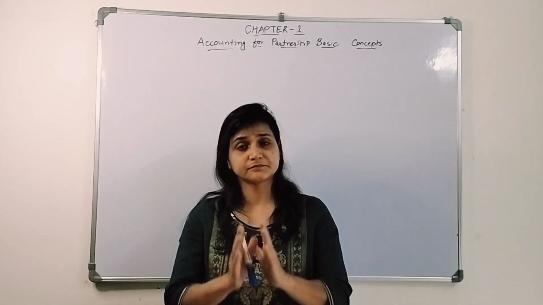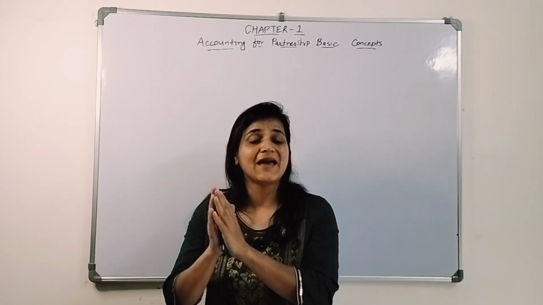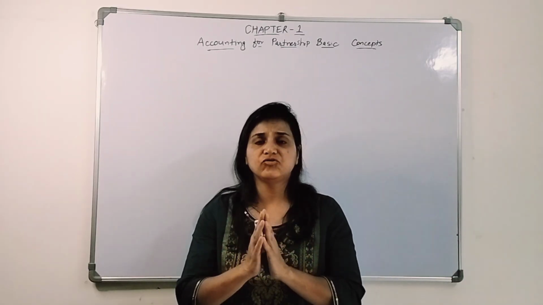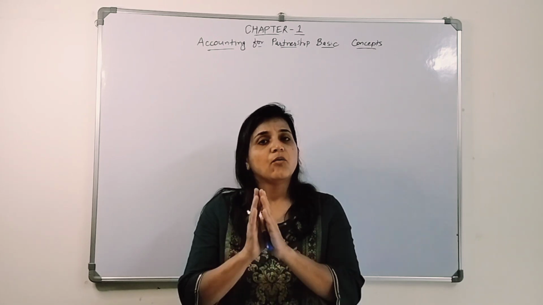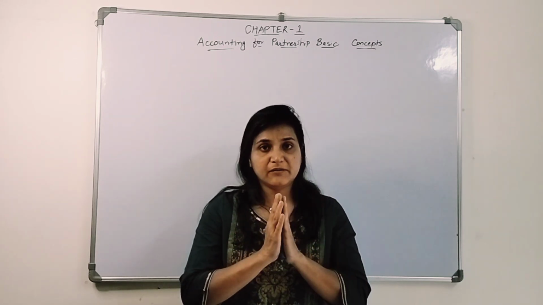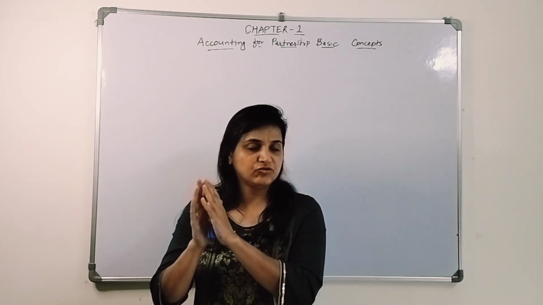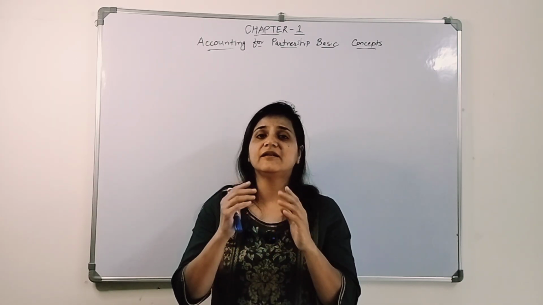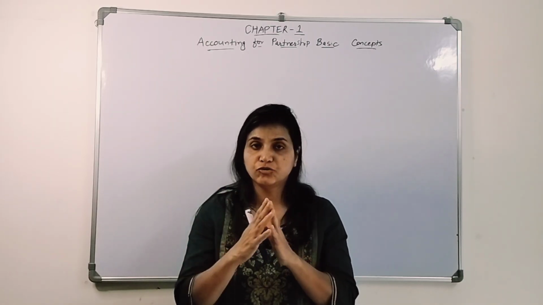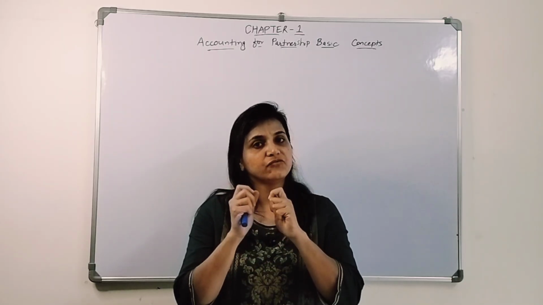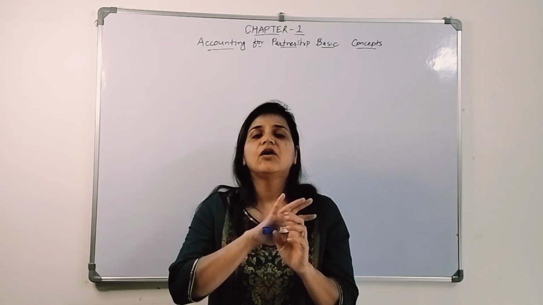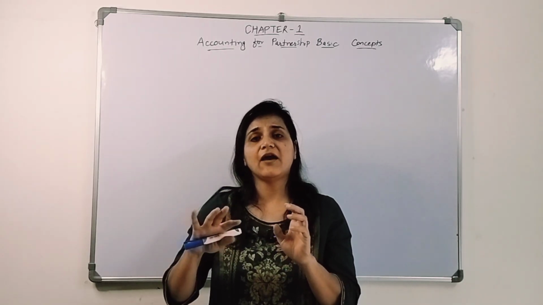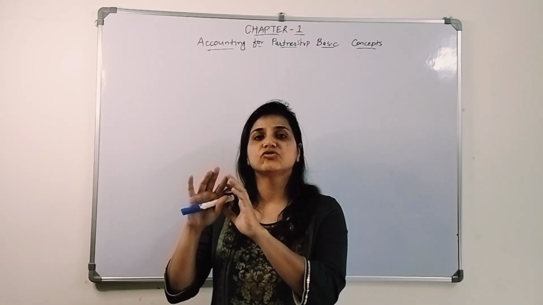When I say partners' capital account, there are two ways to prepare it. One could be the fixed capital method and the second could be the fluctuating capital method. When I say fixed capital method, then we have to prepare two accounts. Partners' fixed capital account, wherein whatever capital they have brought into the business, we will show that amount.